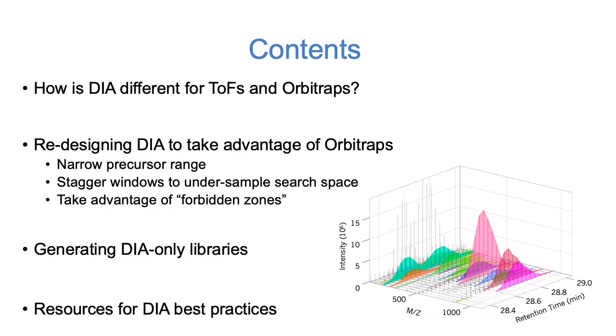Well, with that out of the way, I want to tell you about how DIA differs on TOF and Orbitrap instruments, and then how to redesign DIA measurements to take advantage of Orbitrap features, as well as to hide their weaknesses. DIA search engines use peptide libraries, and in many circumstances, it is either impossible or impractical to generate these large DDA libraries. I'll discuss how you can rapidly generate DIA-only libraries, and then end with some resources that we built to help acquire high-quality DIA datasets.